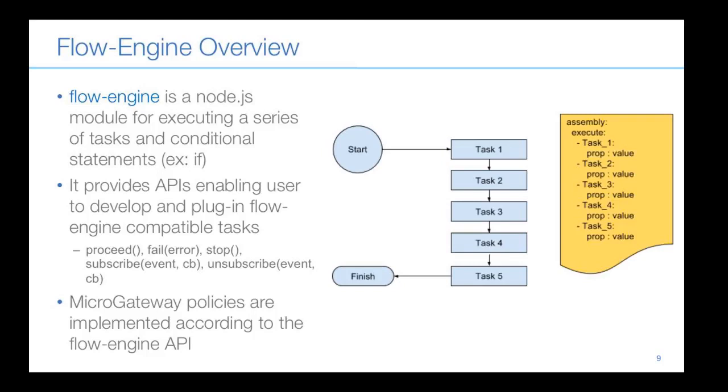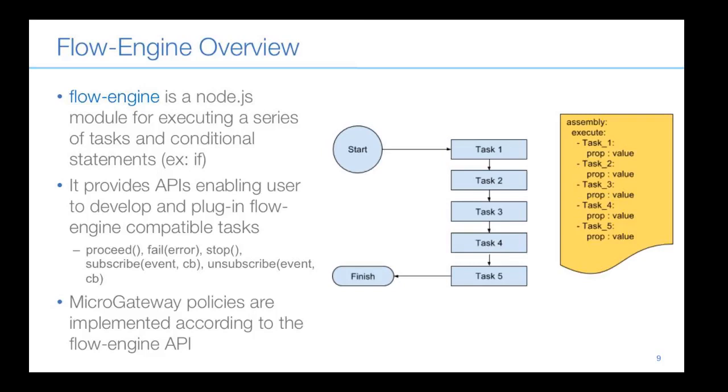All right. So when we talk about policy, we need to talk about the flow engine. The flow engine is a Node.js module. We use that to execute a series of tasks, and it can also support conditional logic within the flow. So we can say, if something happened, then I want to do A. Otherwise, I want to do something else. It has that capability, and it also provides the API, like what you see over here: proceed, fail, stop, subscribe, unsubscribe. It allows the task within the flow to interact with the flow engine.